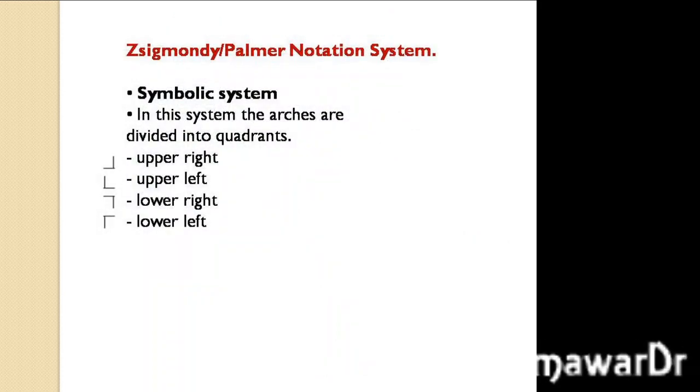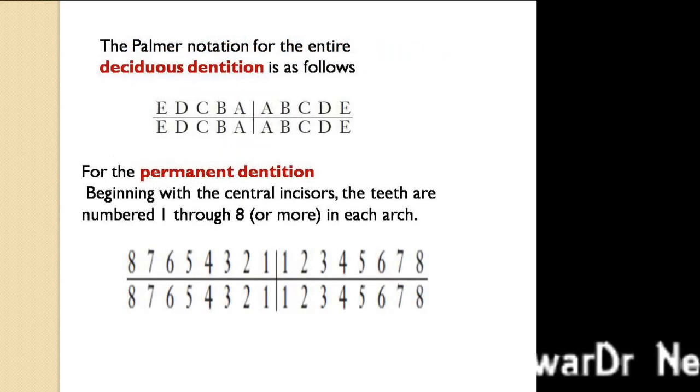Now coming to the numbering systems. The first system is the Zsigmondy Palmer notation system. In this system, the arch is divided into four quadrants. The horizontal line divides the arch into maxillary and mandibular. The numbers or letters written above the line are maxillary, and below the line are mandibular. The vertical line divides the arches into right and left sides.